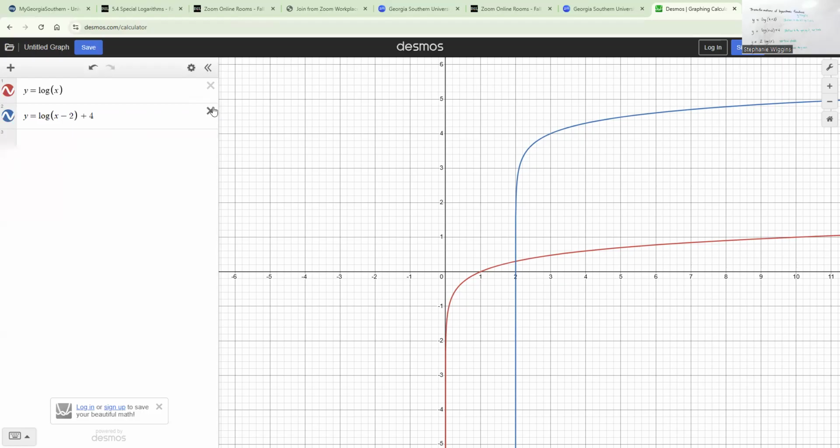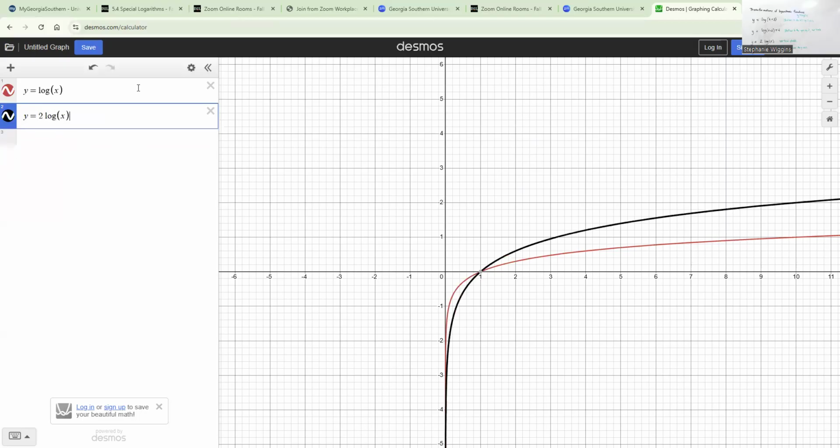And if you want to see a vertical stretch, we'll just multiply by 2, y equals 2 log of x. And you can see the red is the original and the black one just gets stretched up. This point here on the x-axis stays fixed because the output is 0, and when you multiply 0 by 2, it's not going to change, it's still 0. So this point doesn't change, but everything else gets stretched by a factor of 2. Here, this point is doubled to this height here, and so on and so forth.